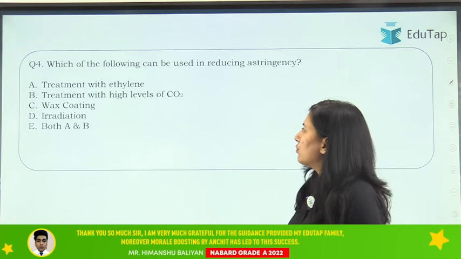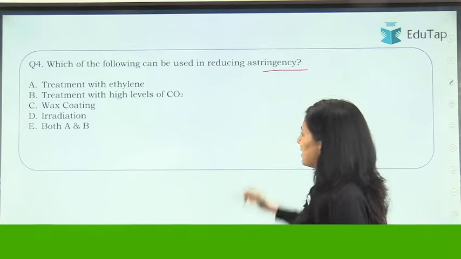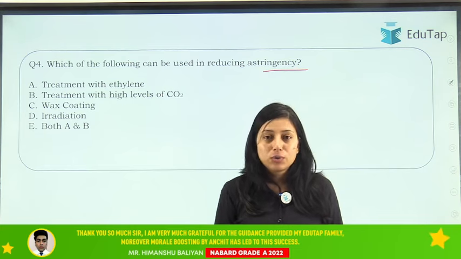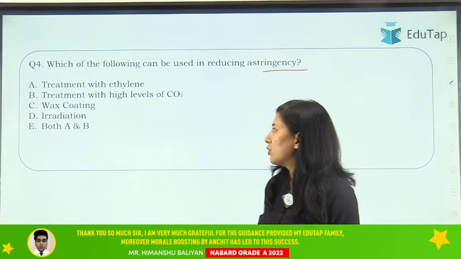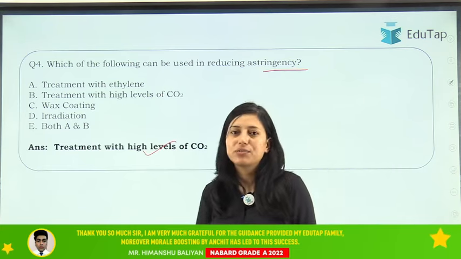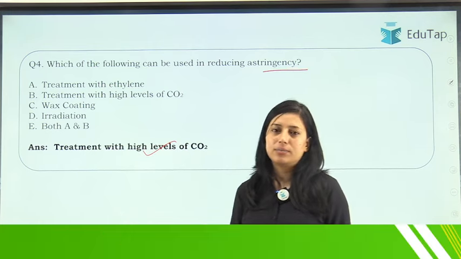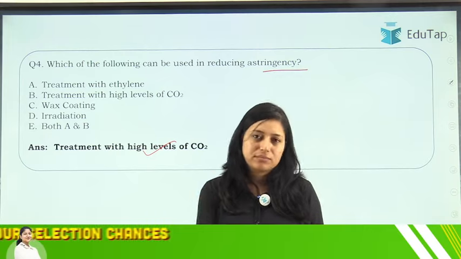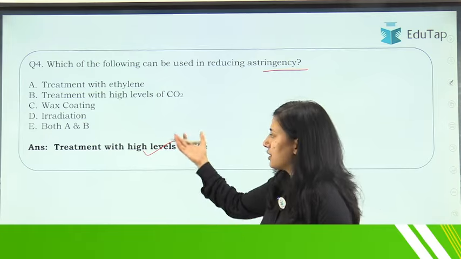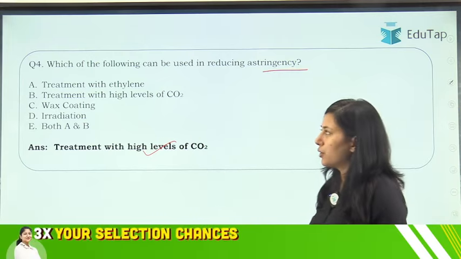Then we have, which of the following can be used in reducing astringency. I have told you, to remove the astringency, what we will do, we will go for the treatment with a high level of CO2. Clear? So a high level of CO2 along with alcohol will reduce this astringency effect in the produce.